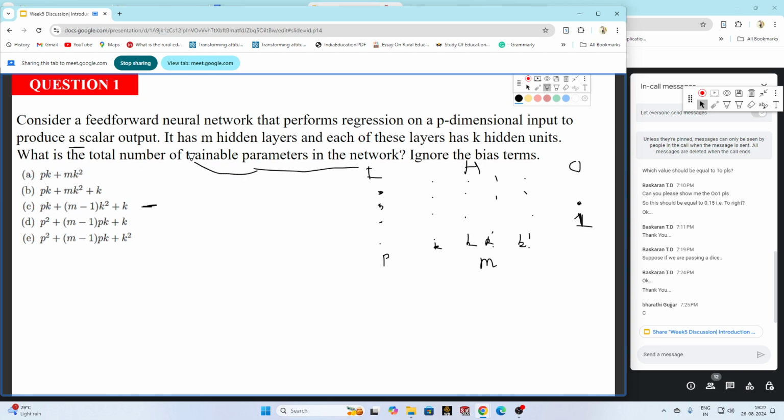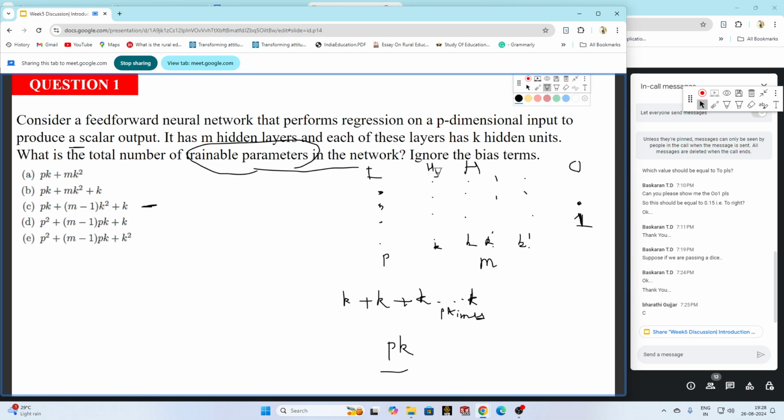Total number of trainable parameters means the connections of all the layers. For instance, take the input layer and the first hidden layer, h1. How many connections are possible? The first input neuron will have k connections, the second neuron also k connections, the third neuron k connections, and so on up to the p-th neuron with k connections. So k plus k plus k, p times. That means we will have pk connections. From the input layer to the first hidden layer we have pk connections.